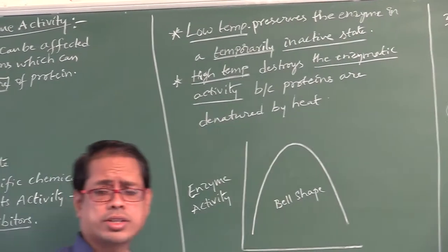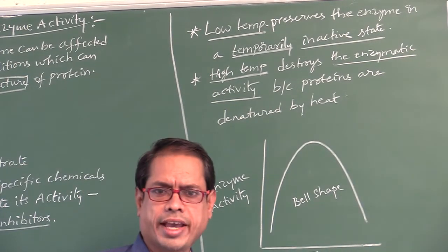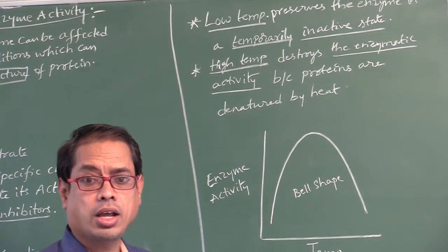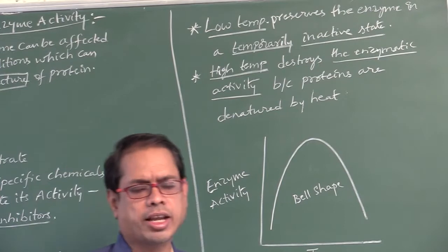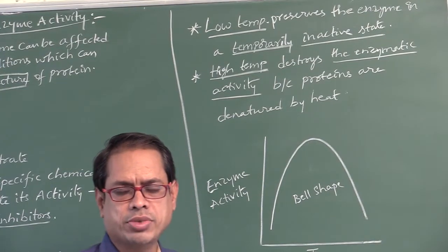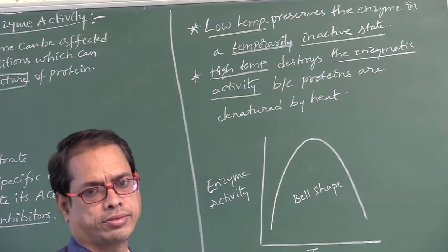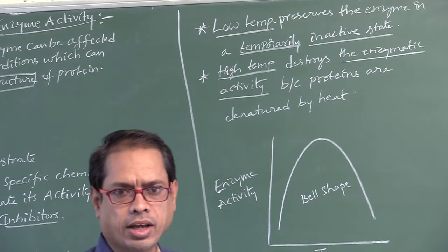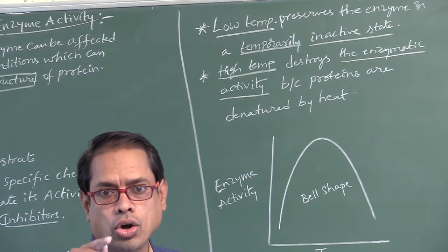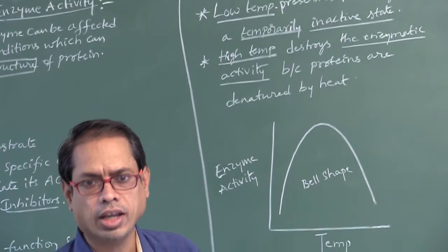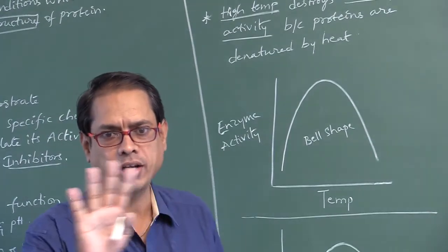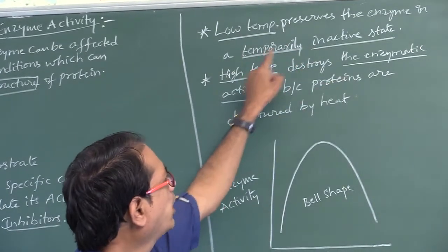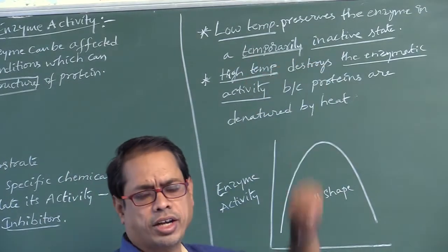Now look here, my dear students. What happens when enzymes are kept at low temperature? What happens when enzymes are kept at high temperature? When enzymes are kept at low temperature, they are in a temporarily inactive state. So when are enzymes in an inactive state? When they are preserved at low temperature. Temporarily or permanently? Temporarily only. Don't say permanently. So low temperature preserves the enzyme in a temporarily inactive state.